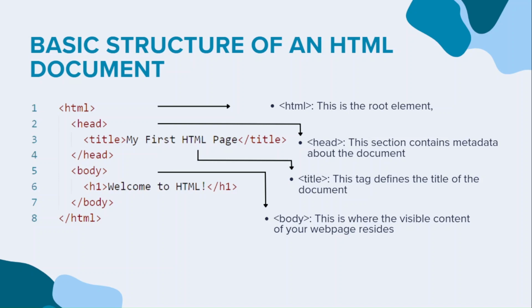Third, title. This tag defines the title of the document, which appears in the browser's tab. Fourth, body. This is where the visible content of a web page resides. All the text, images, and other elements that users see are placed within the body tag.